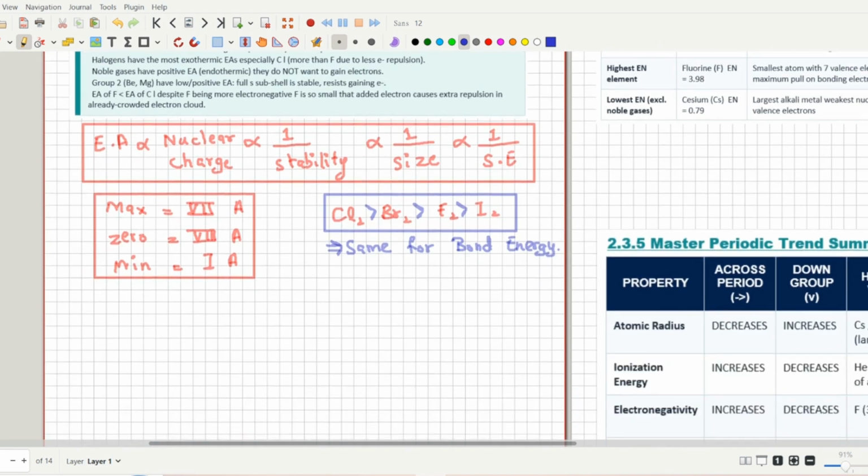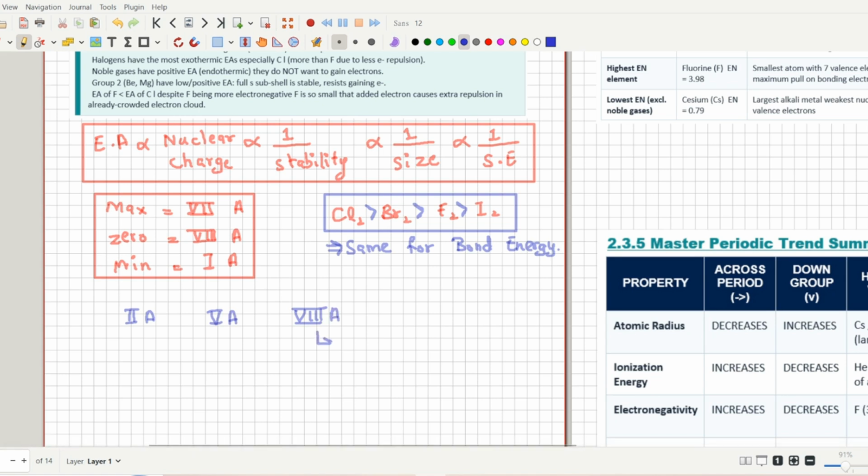If we talk about other exceptional cases, then the exceptional cases are 2A, 5A, and 8A. As you know, 8A has 0 electron affinity, right?